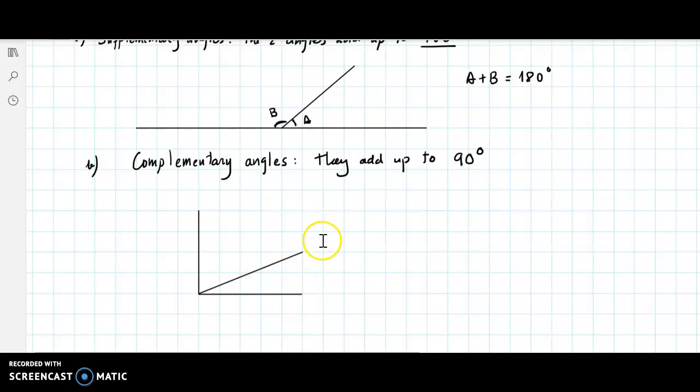For example, this one. So, two angles, this one below, over A we have another angle B. So A plus B is 90 degrees. So we have complementary angles.